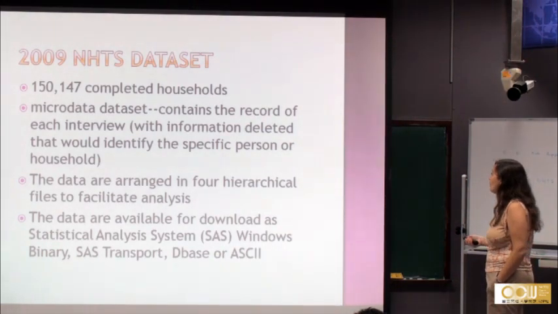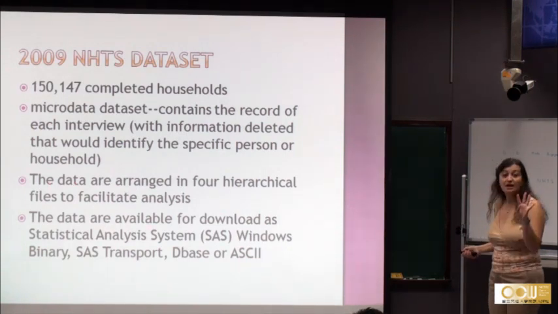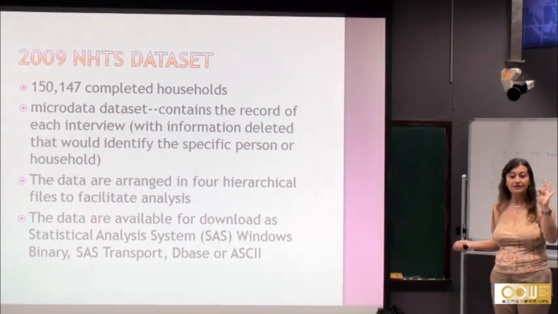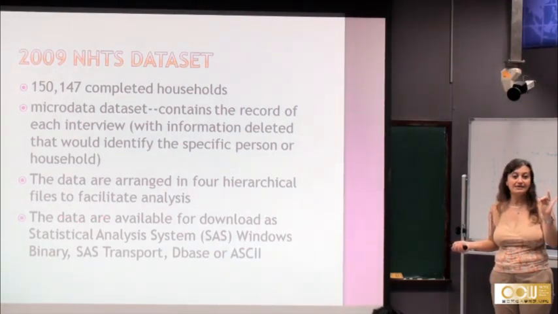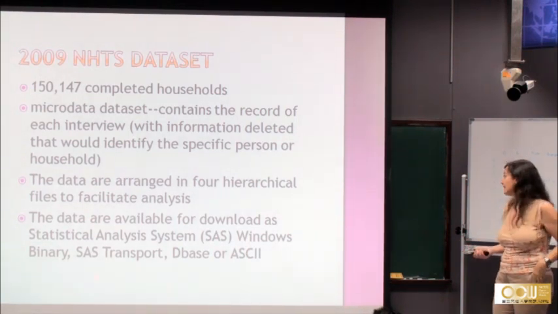So we have four hierarchical files to facilitate analysis. It means that you get four files out of this. You get a household file with all the household characteristics. You get an individual file with all the characteristics of the individuals. You get a trip file with all the characteristics of the trips. And you get a vehicles file with vehicle characteristics.